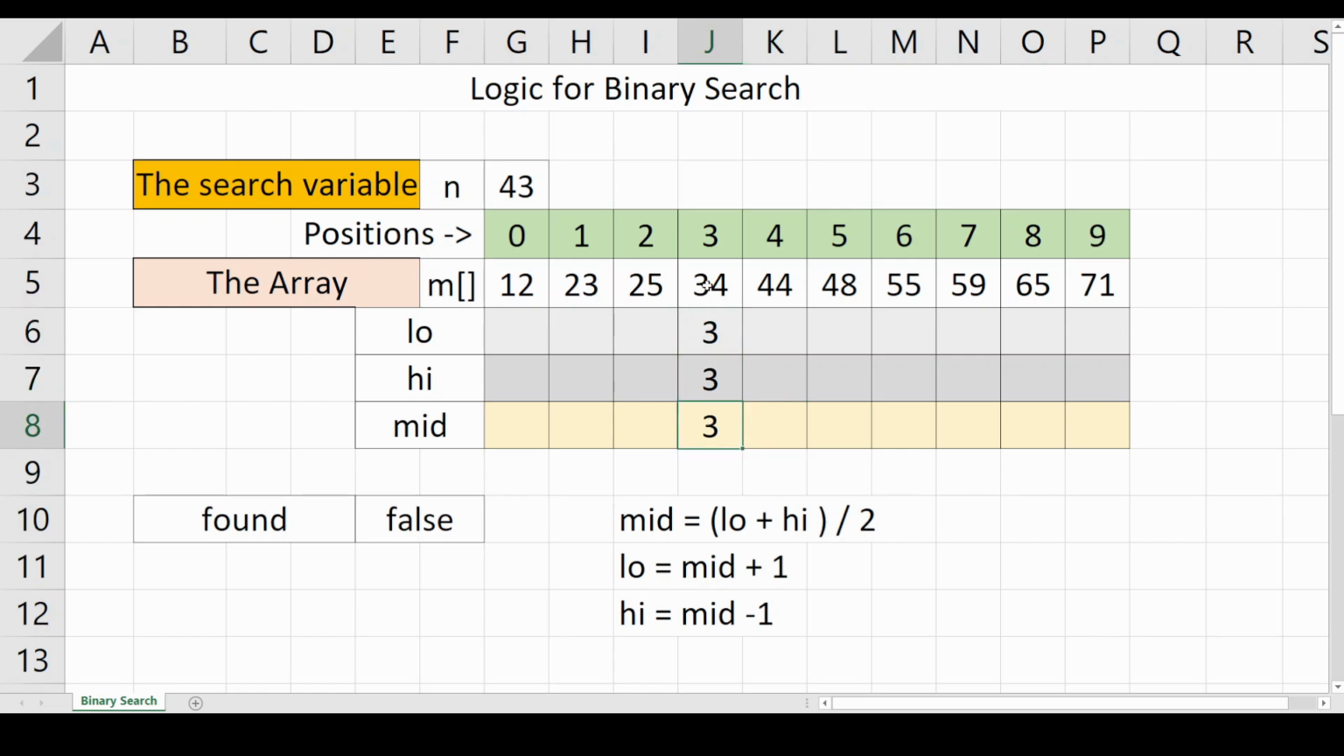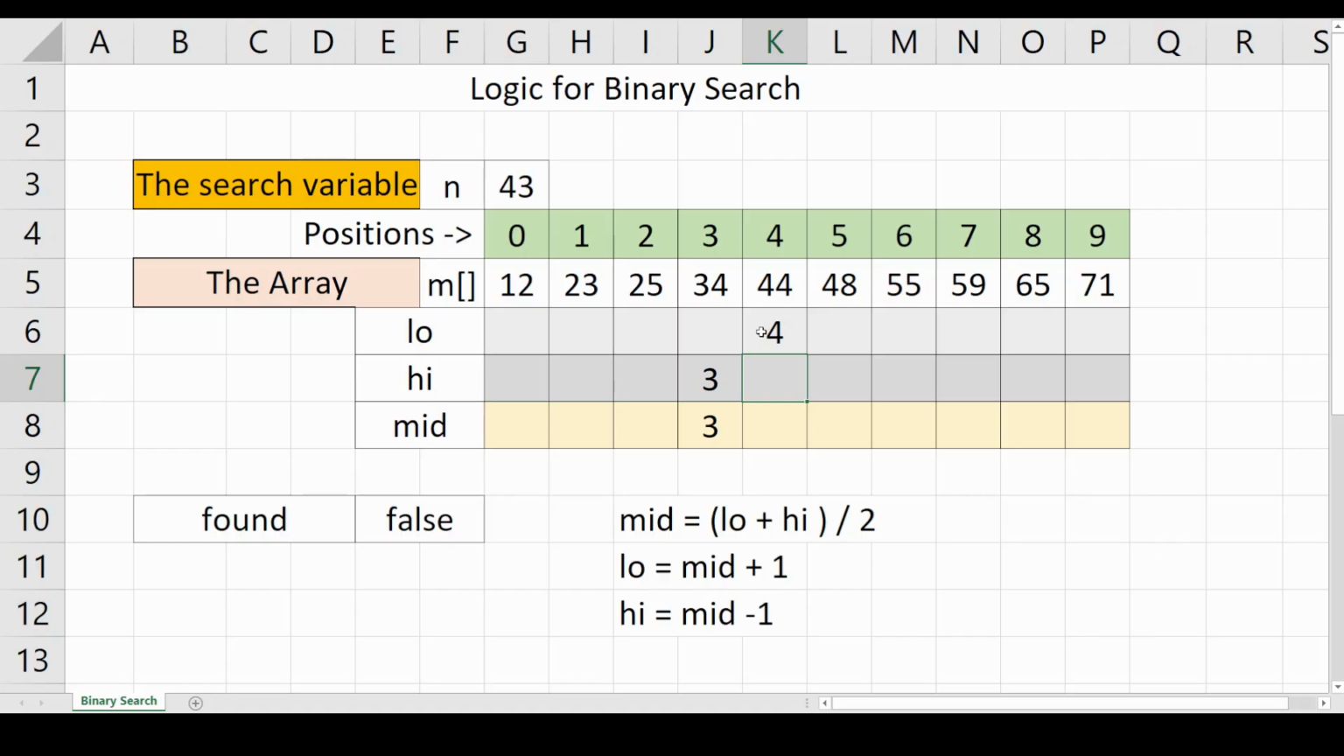Is 43 now present on position number 3? No, it is not present on position number 3. What do we do now? Because 43 is greater than 34, it must be on the right side. So we change the position of low to mid plus 1. It becomes a 4. Now, did you notice that the low has actually gone beyond high? Low was supposed to be the lower part of the range. It has now gone beyond high.